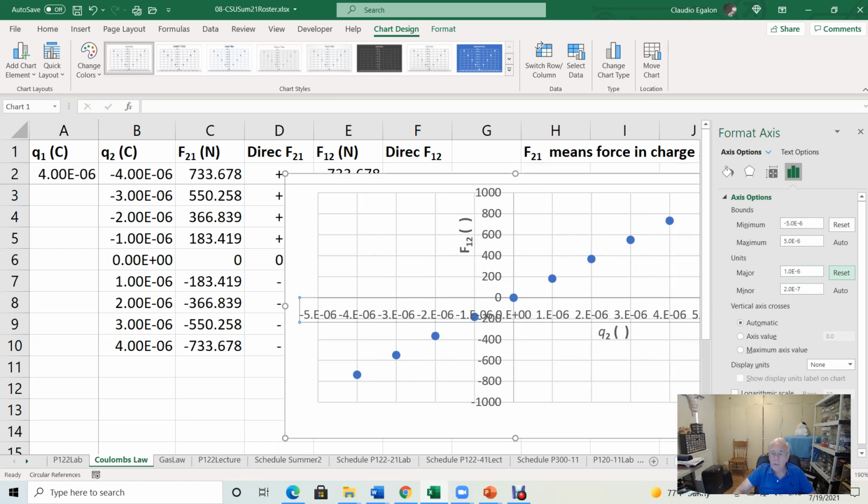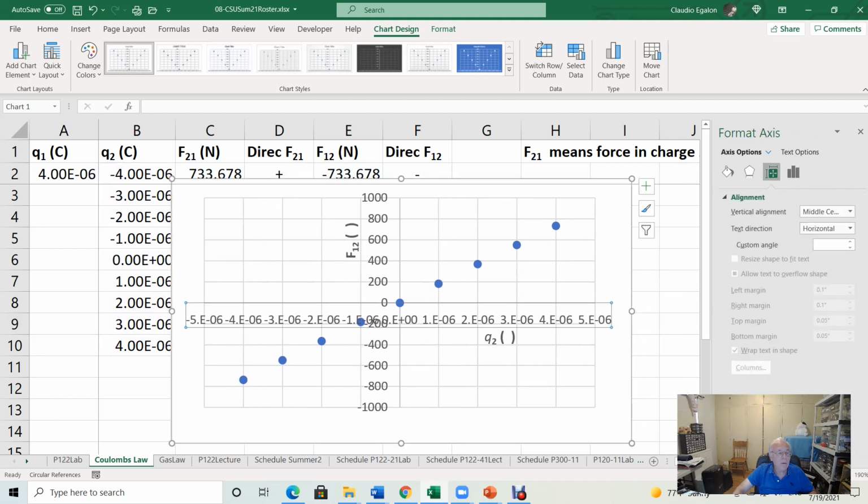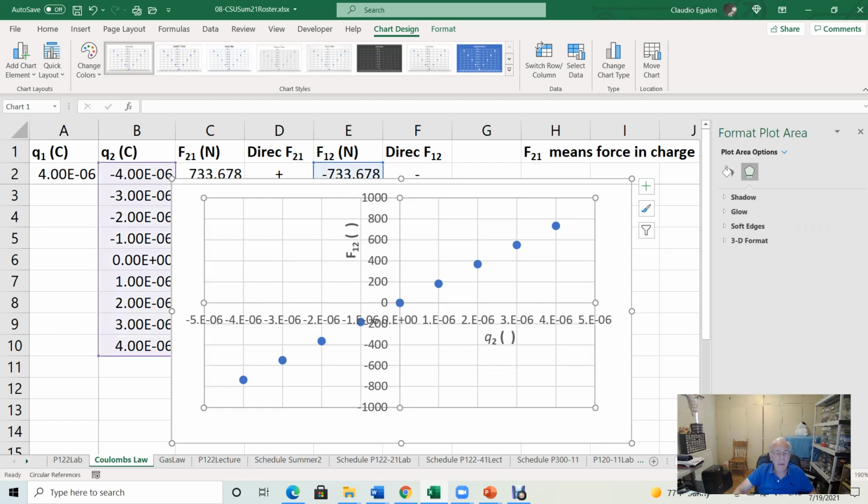Oh, too much, too close. I don't like it. How are you going to do that? 2.5. Yeah, let's try 2.5. Nope. Yeah, they're too close to one another here. This one is okay.